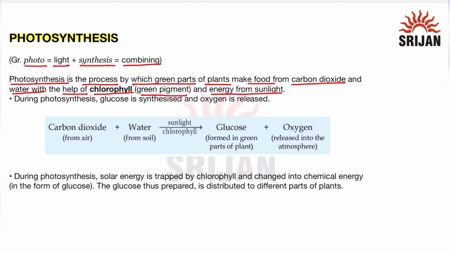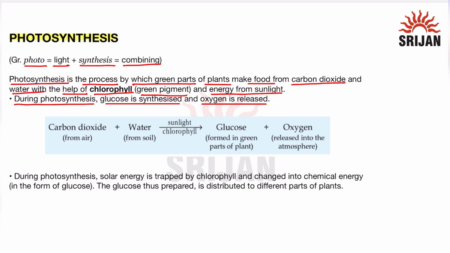and energy from sunlight. So plants have some green parts where the green pigment is present, which is known as chlorophyll, and with the help of carbon dioxide and water and energy of sunlight, plants make food through the process of photosynthesis. Now, during photosynthesis, glucose is synthesized, which is the product of photosynthesis, and oxygen is released.